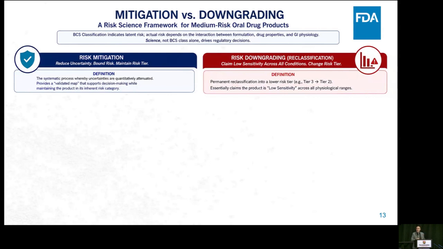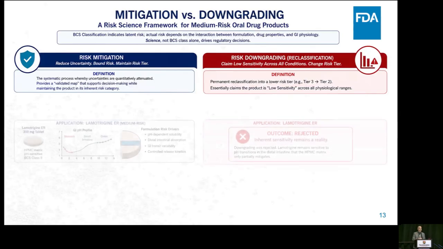For the risk reclassification or downgrading, we should have methods and enough evidence to show that the drug is not liable to this risk anymore. And there is no risk in the GIT, for example.